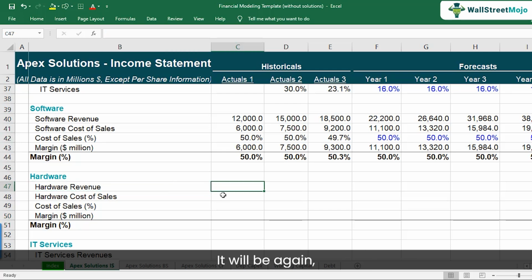It will be again, first we'll calculate the historical cost of sales for this segment, and then we'll look at the projections, and based on what we have been provided by the management, we'll put that and forecast the respective cost of sales for hardware as well. Okay, so let's do that fairly quickly.